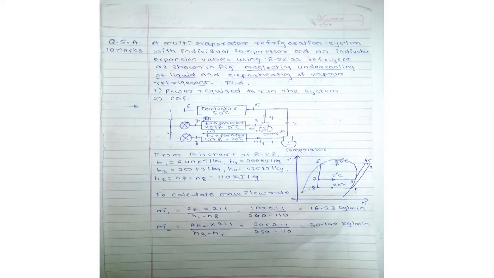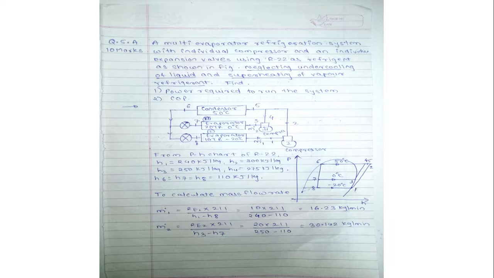The question is: a multi-evaporator refrigeration system with an individual compressor and individual expansion valves, using R22 as a refrigerant, as shown in the figure. Neglecting the undercooling of liquid and superheating of vapor refrigerant, find the power required to run the system and the COP.